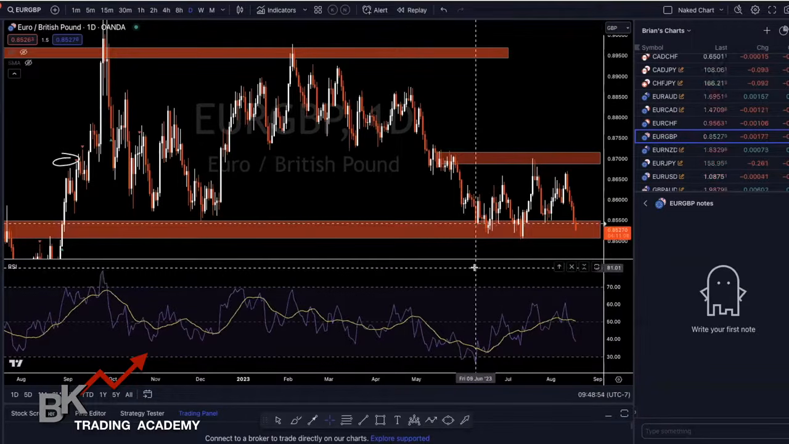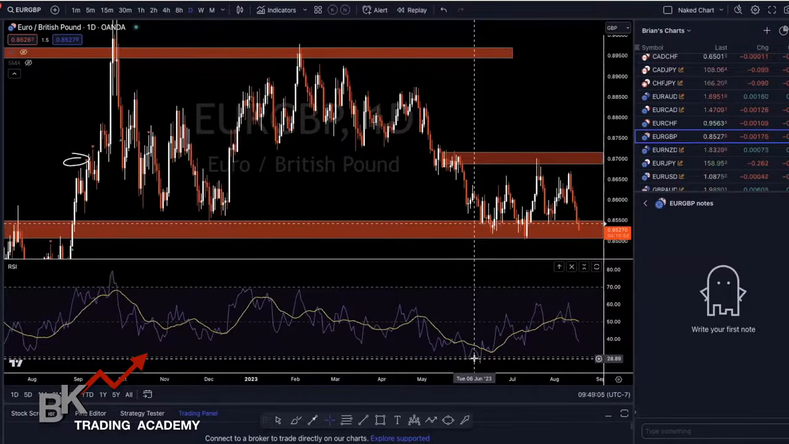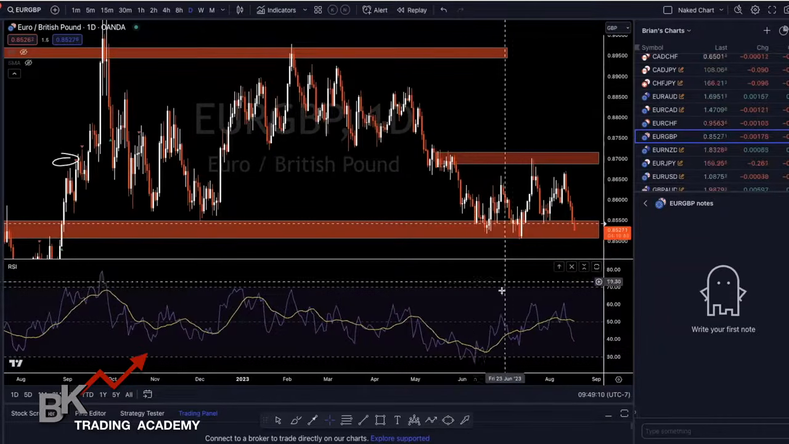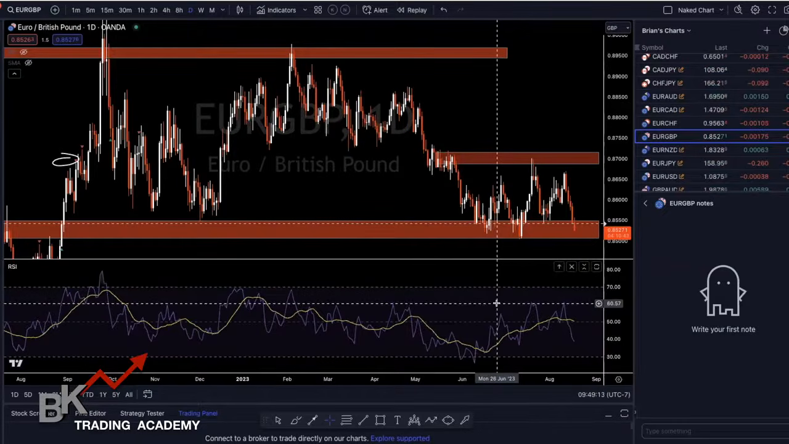Now, again, there's pros and cons to this. There can be fake outs in which it can come below 30. However, price can continue to drop. So you want to be sure that you're aware of things like that. And this is why we couple this with price action.